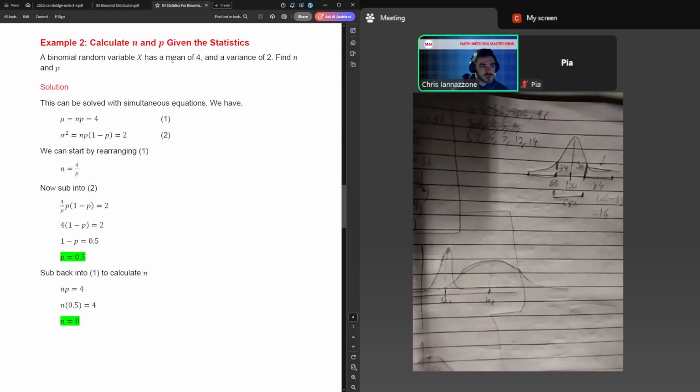You can also go in the reverse order. If you have mean and standard deviation, or mean and variance, you can go backwards and calculate n and p by solving simultaneously. So if mean is 4, then np is 4. If variance is 2, then np(1 minus p) is 2. Two equations with n and p in them, solve simultaneously.